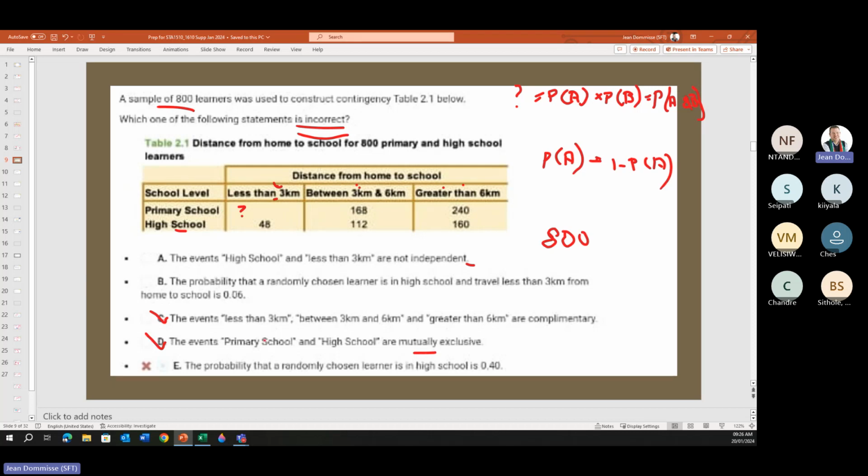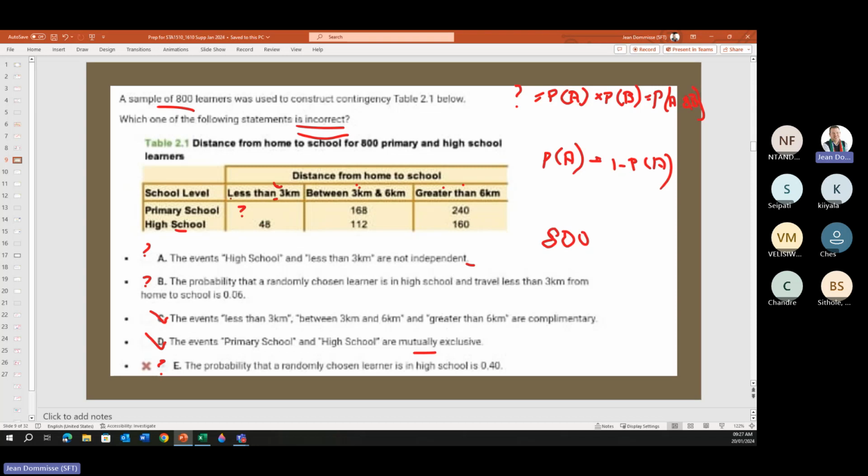So again, less than, between, and greater will also be mutually exclusive. Okay, so at least the two definition ones are sorted, but we're still looking for the incorrect one. And then the probability that a randomly chosen learner, okay, so there also, for that, A, B, and E, we will need to make calculations. Okay, so let's start at the top.